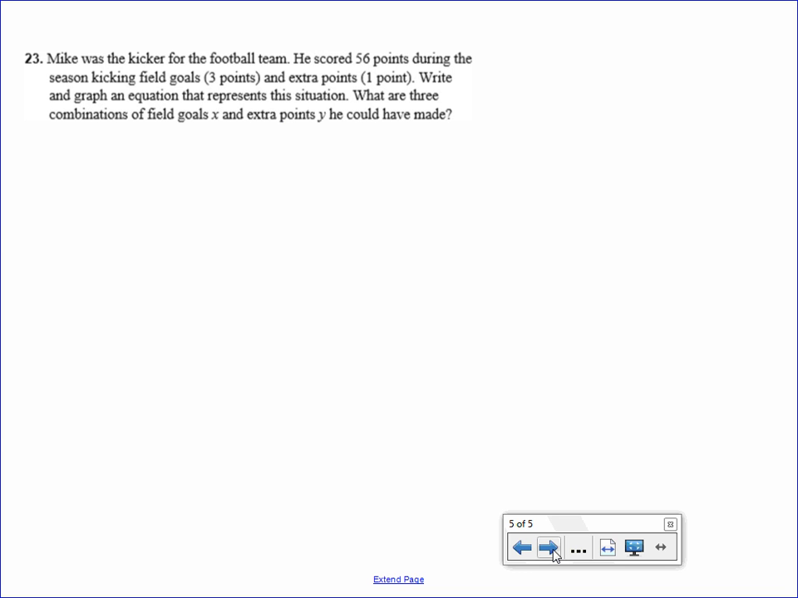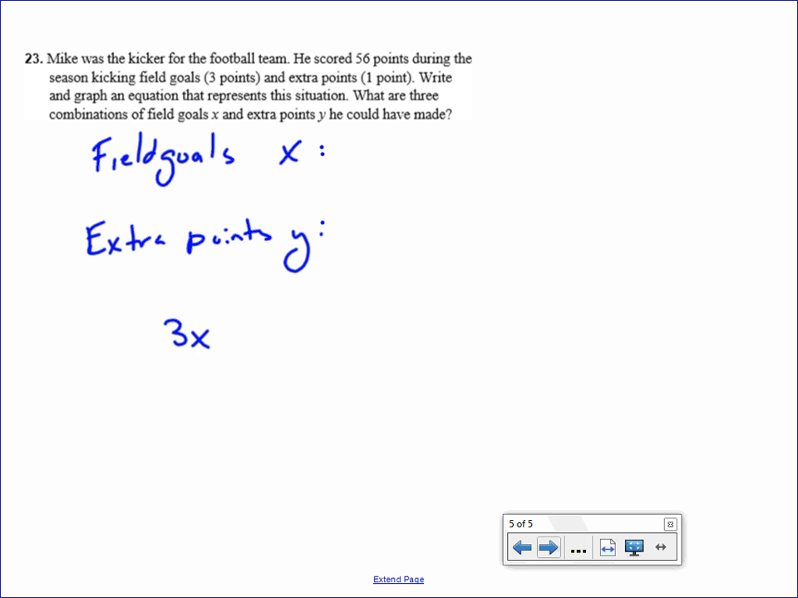So again, same sort of thing here. We got field goals, which are x, and extra points, which are y's. Our field goals, we get 3 points apiece, so that would be like a 3x. Extra points, we get 1, so that would be like a 1y. We know all together we scored 56 points. So our equation would be 3x plus 1y equals 56.